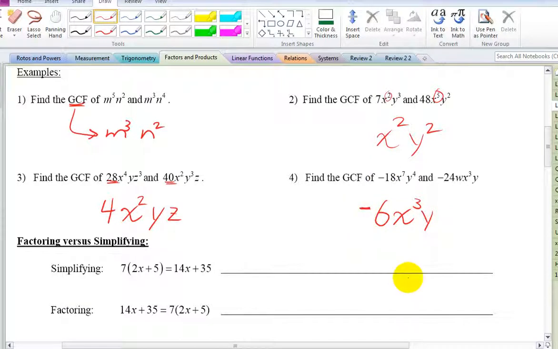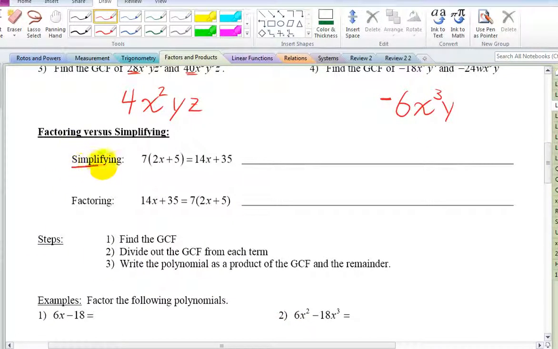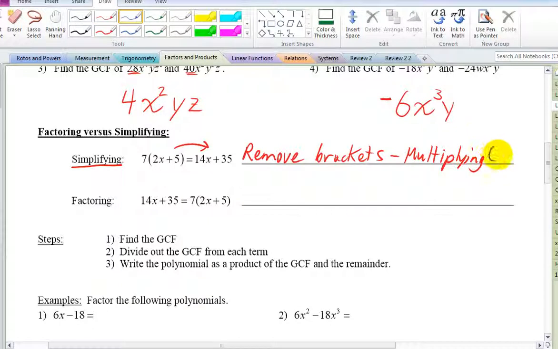Any questions? Okay, we're going to start putting that together. Directions. You will see this. You will see the word simplifying. What does that mean? It means to remove brackets. So when we go across our equal sign, now you have no more brackets. And we do that by multiplying. And of course, after we multiply, we should collect like terms, if we can.